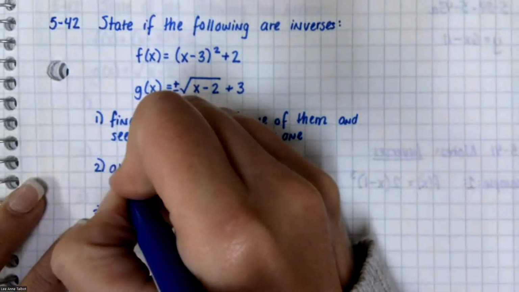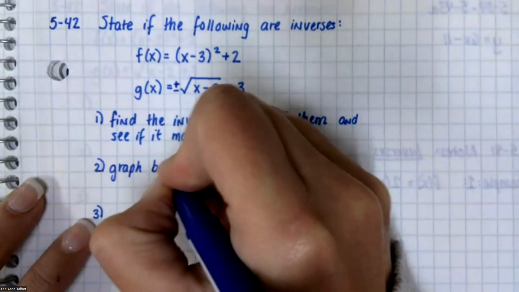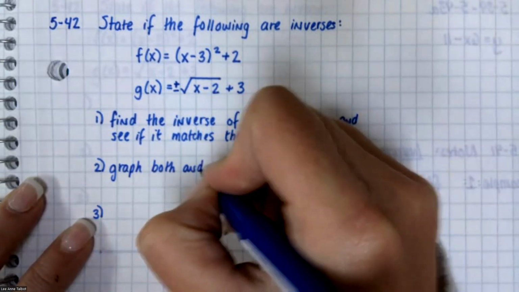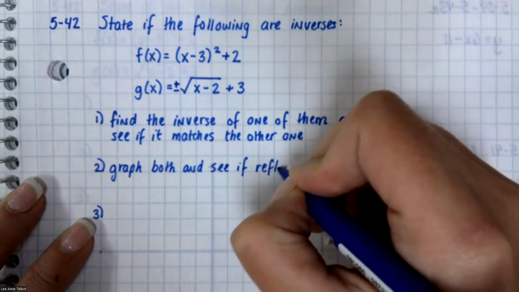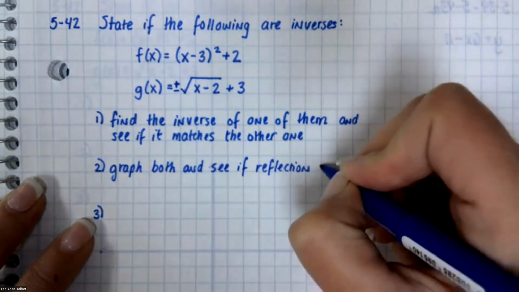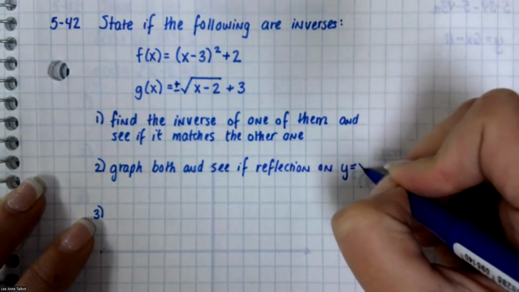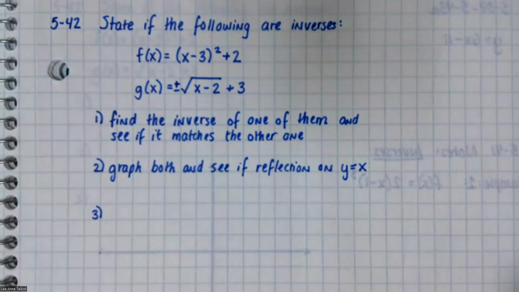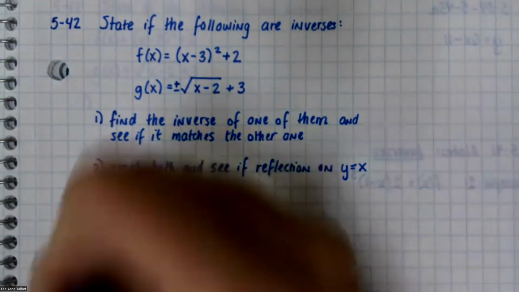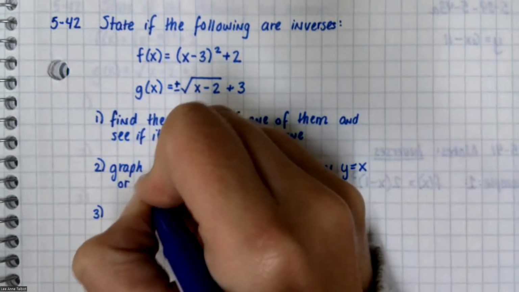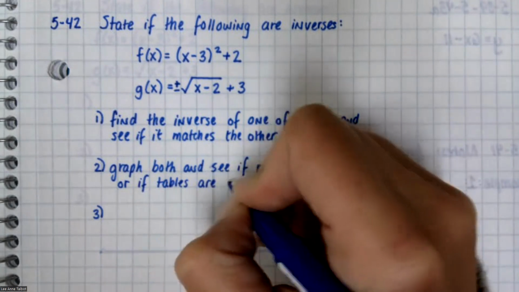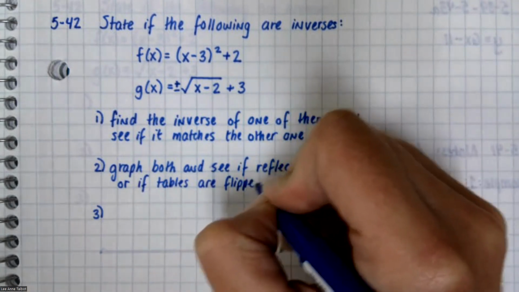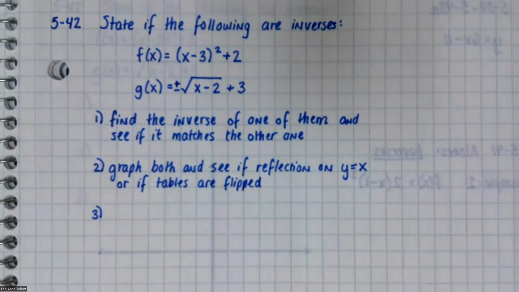Second way, graph both and see if it's a reflection on y equals x, or make tables and see if the tables are flips of each other.